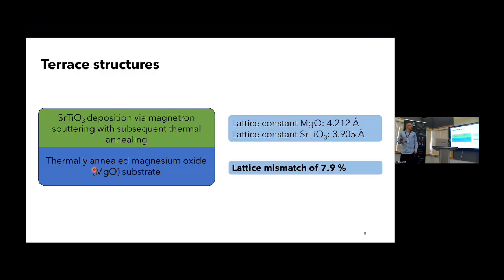Both materials are cubic, but they have different lattice constants, like MgO 4.2, strontium titanate 3.9. And we get a massive lattice mismatch of 7.9%. This would be completely impossible in bulk, but since we have thin films, this is possible. And there is experimental evidence for silver that strain has an impact on the diffusion barrier.